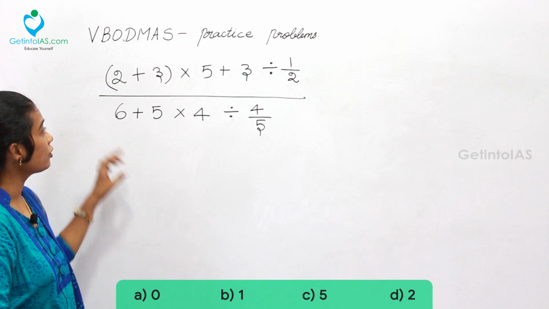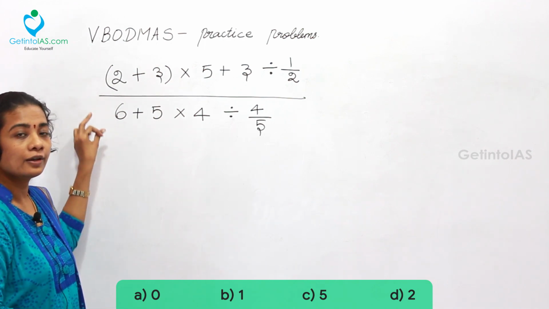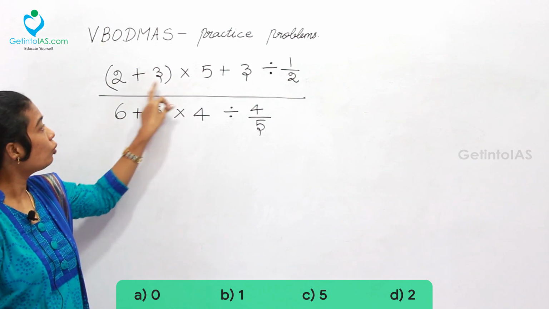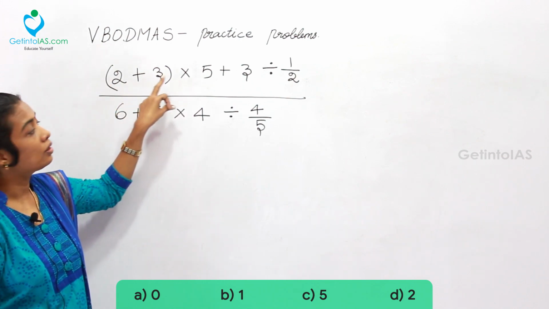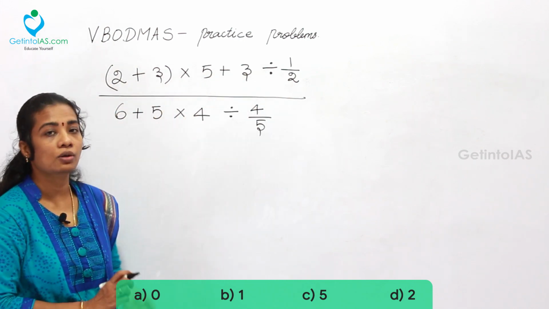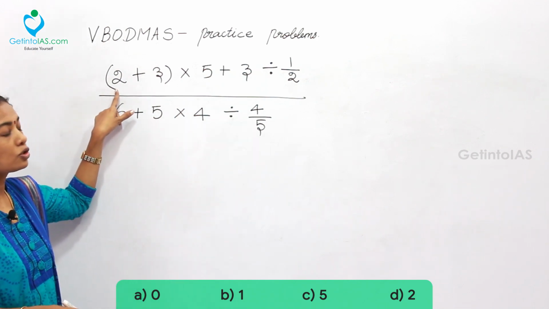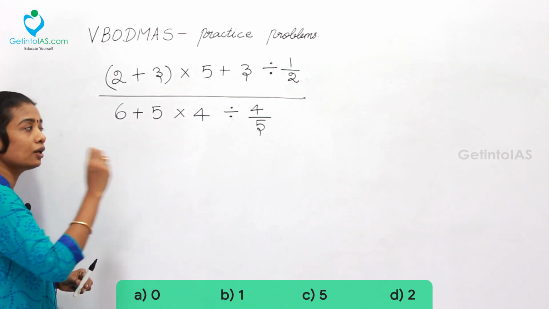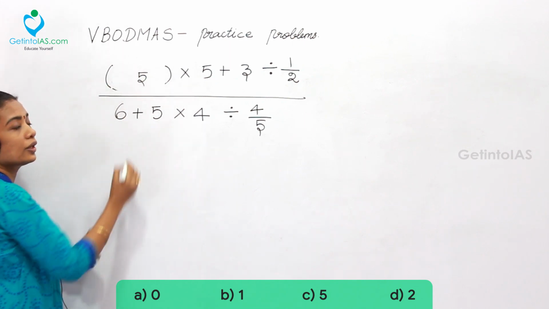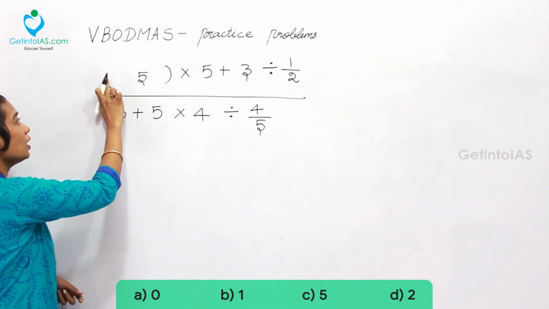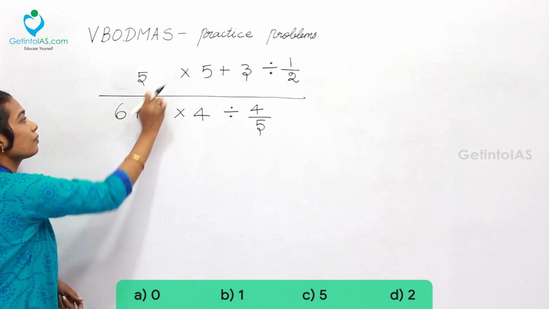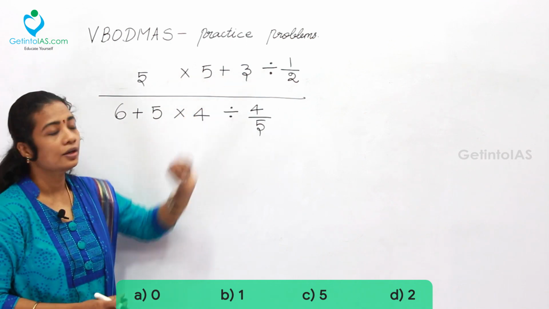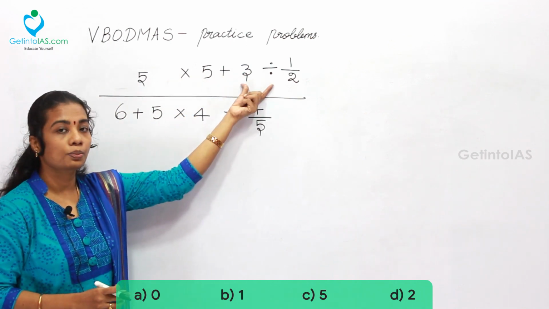The next problem consists of a numerator and a denominator as well. So let's solve from the numerator. In the numerator, bracket, addition, multiplication, addition and division are given. Among that, preference is to be given to the bracket. So let's solve 2 plus 3, which is going to be 5. As soon as you get a single value, you can remove the bracket as well. Now, what are the operators in front of you? Multiplication, addition and division. Among them, division is to be given preference.